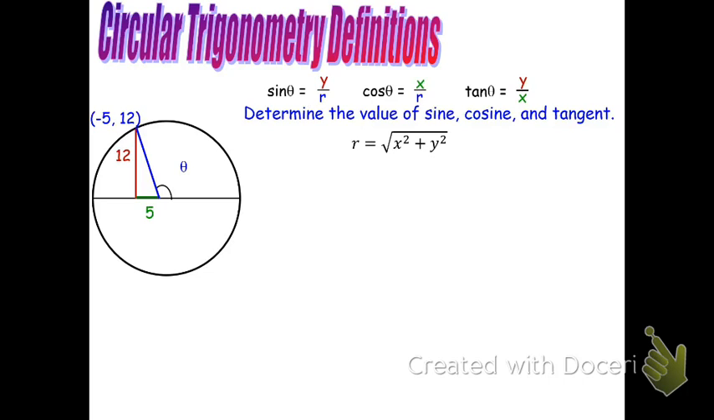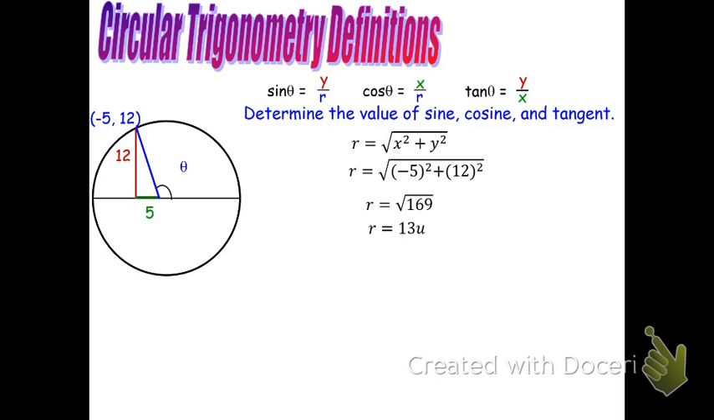R equals the square root of the quantity x squared plus y squared. So R equals the square root of the quantity (-5) squared plus the quantity 12 squared. Now (-5) squared is going to be the same as 5 squared. It's 25. So R equals the square root of 25 plus 144, which is the square root of 169, which is going to be 13.